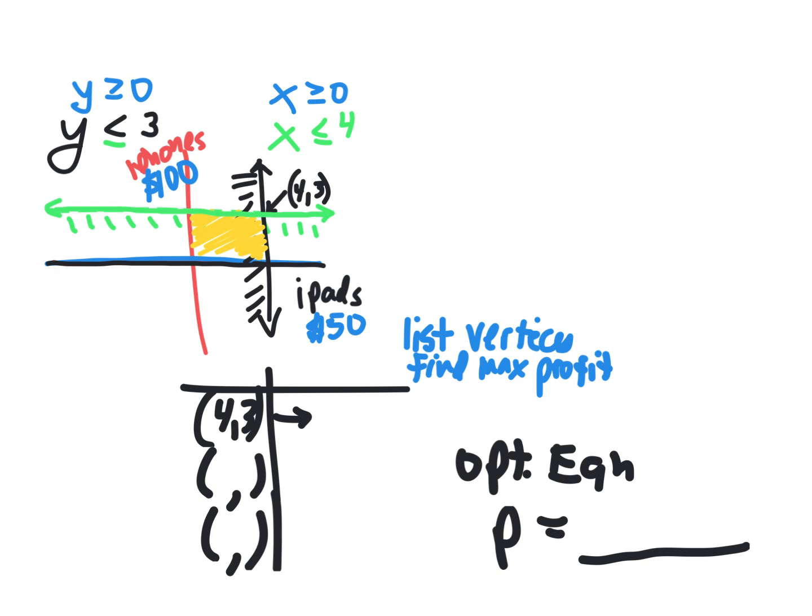The 100 is the Y, by the way. Just to clarify, the iPads are on the bottom, so they're the X. And the iPhones are up here on the Y-axis, and so the Y's are with the 100. So you get your optimization equation before you go too far, because, in fact, you need that first.